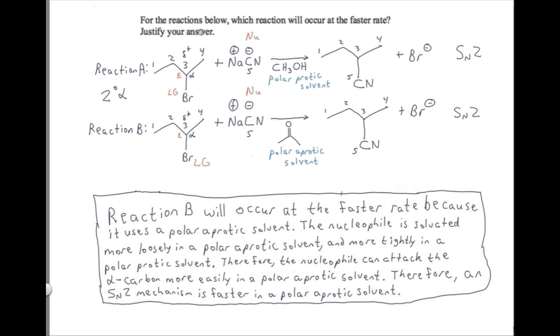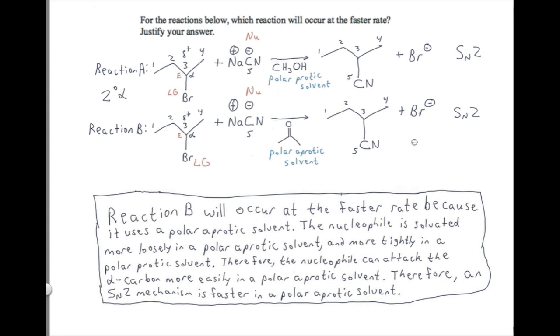For credit, you need to justify your answer. Reaction B is faster because it uses a polar aprotic solvent, which solvates the nucleophile more loosely and makes it easier for the nucleophile to attack. Reaction A is slower because it uses a polar protic solvent, which forms a tight solvation shell and creates steric hindrance that prevents the nucleophile from attacking the alpha carbon. This is probably more detailed than you would need for full credit. It might be enough just to say that reaction B is faster because it uses a polar aprotic solvent, which solvates the nucleophile more loosely, and the polar protic solvent in reaction A solvates the nucleophile more tightly.